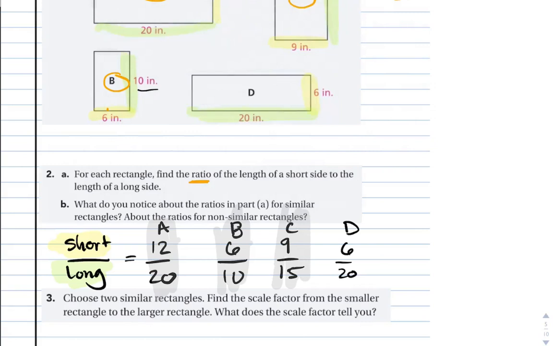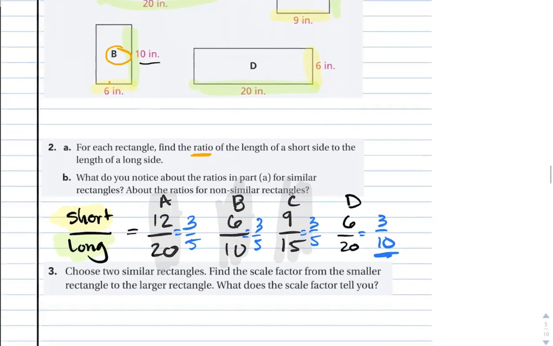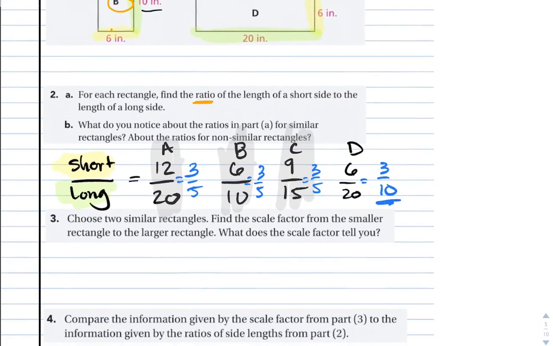Well, let's find a relationship between these. If I reduce this, I get 4/5. Oops, sorry, that should be 3/5. If I reduce this one by 2, I get 3/5. And if I reduce this one, I get 3/5. If I reduce this one, I get 3/10. This one is kind of a little bit different.